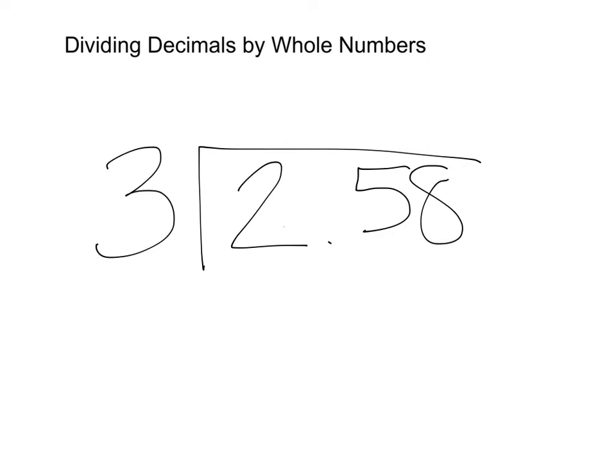Okay, our steps are the exact same. We still have to divide, then multiply, then subtract, then repeat, or bring down, and then repeat. The only difference is that we have this little bitty dot right here. It's not going to change anything. It's just going to add one extra step to how we divide. So let's get started.